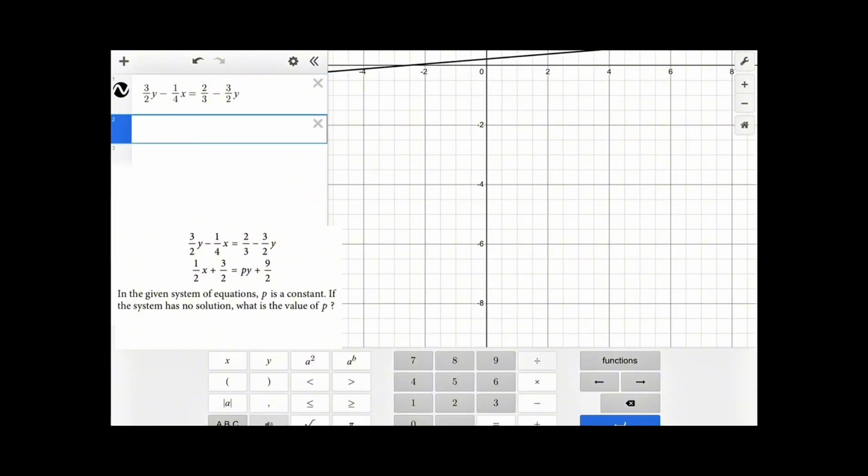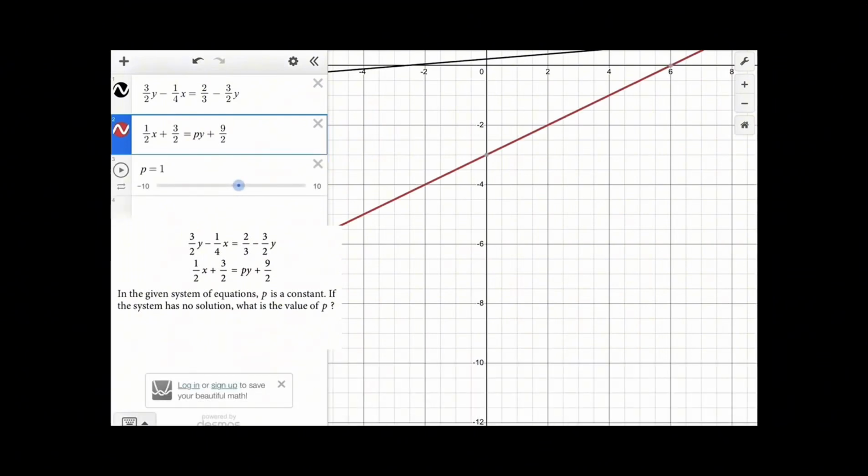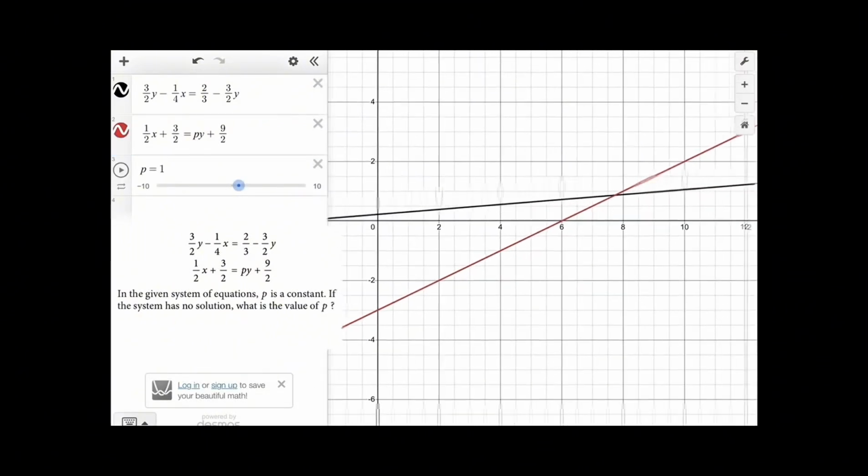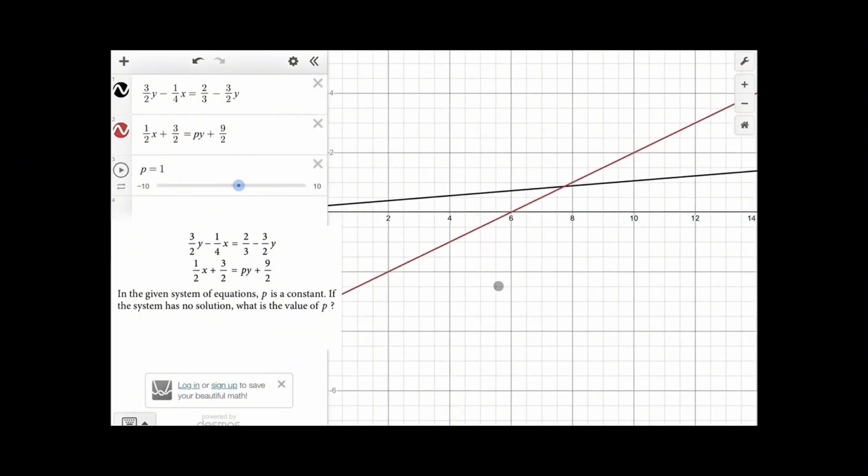And the second one's gonna be 1/2 x plus 3 over 2. And this one's gonna have the p value that we gotta find. And we're gonna add a slider. So as you can see both of these equations, the question says that if the system has no solution, what's the value of p?